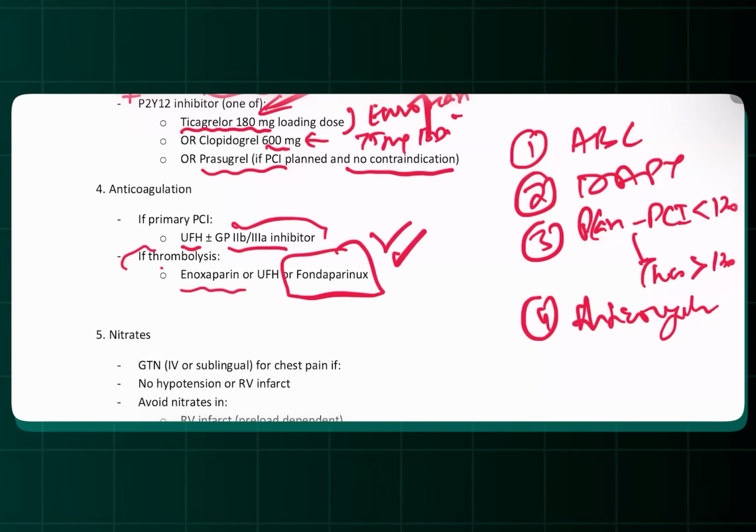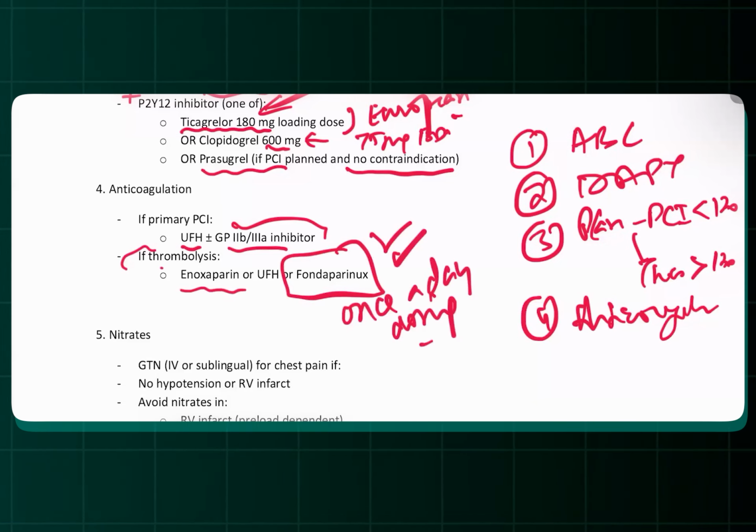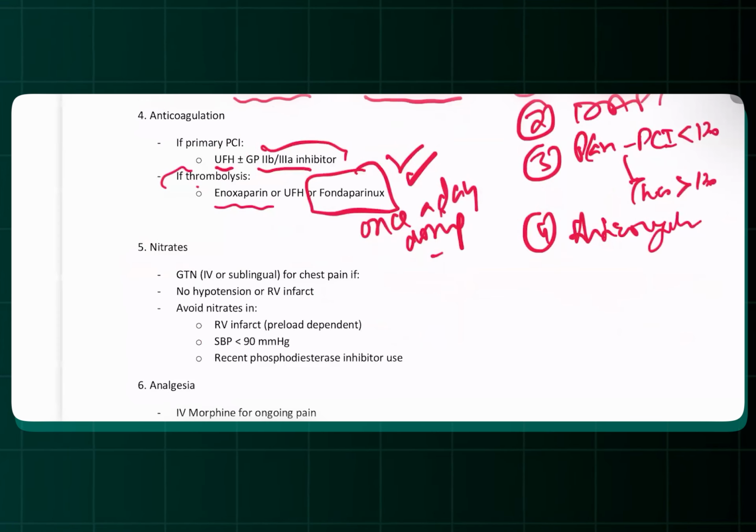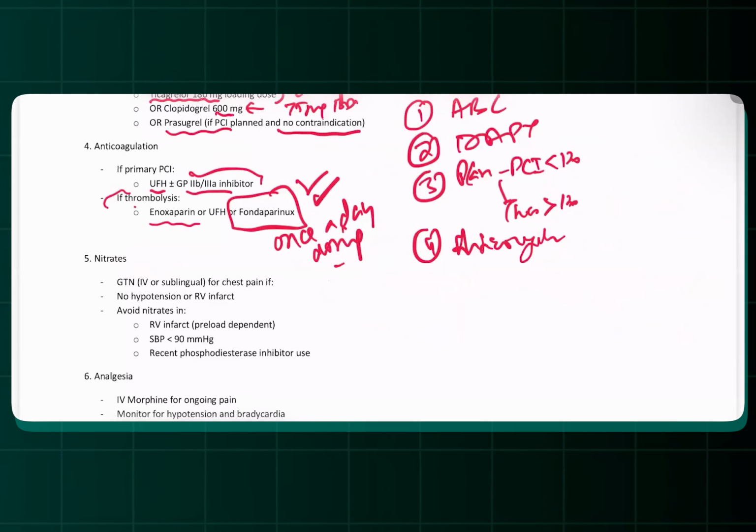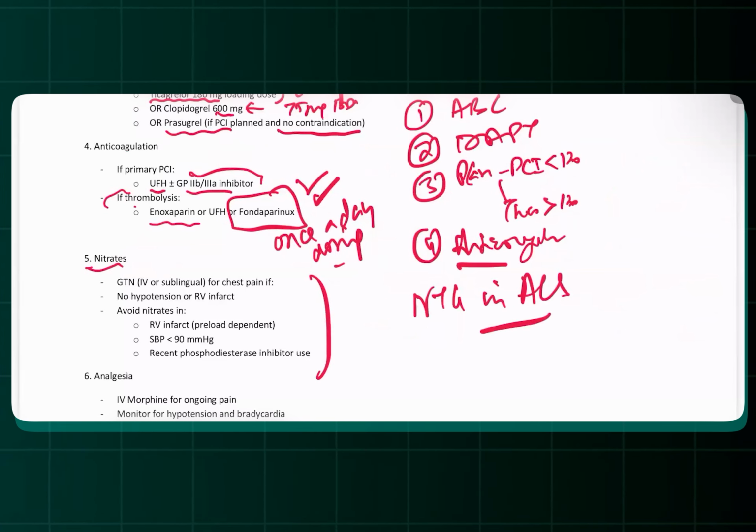Why? Because of once a day dosage. Many guidelines of Europe are because of the state-sponsored treatment, and they always prefer once daily treatment. Then, along with that, you give nitrates. What are the indications of nitrates in a patient of ACS? Anyone? What are the indications in ACS or acute MI?